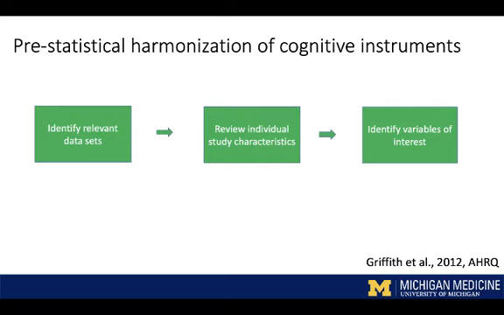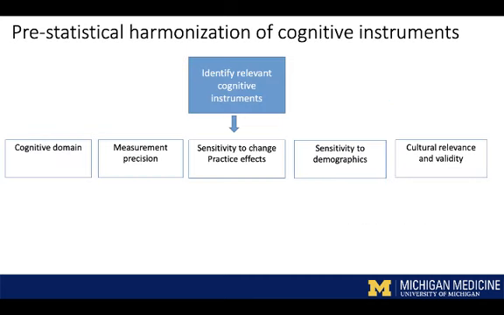We then want to look at the variables of interest, and of course the focus here is on cognitive variables. So the first step is to see what cognitive instruments were given in each data set. And this is actually pretty challenging given just the sheer number of cognitive instruments that exist in our field. There are several hundreds of them, and they're probably proliferating as we speak here.